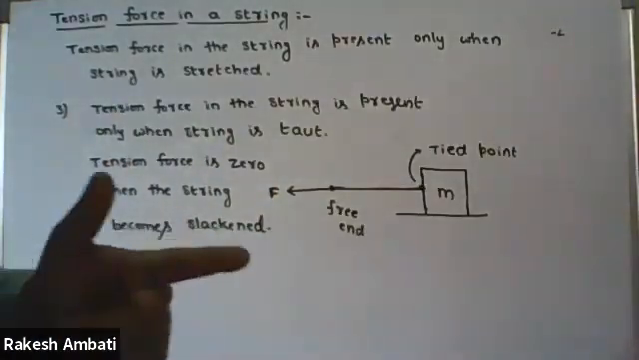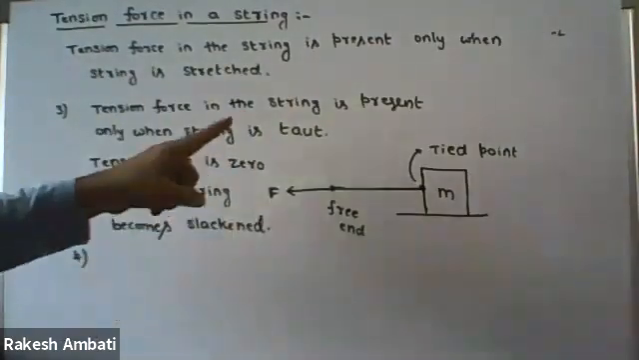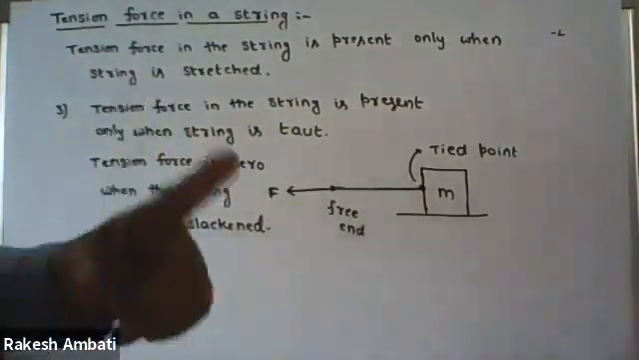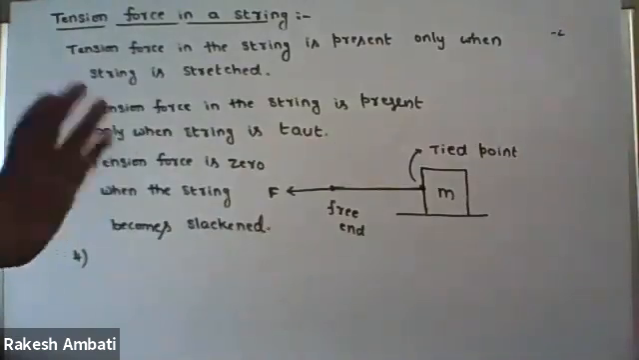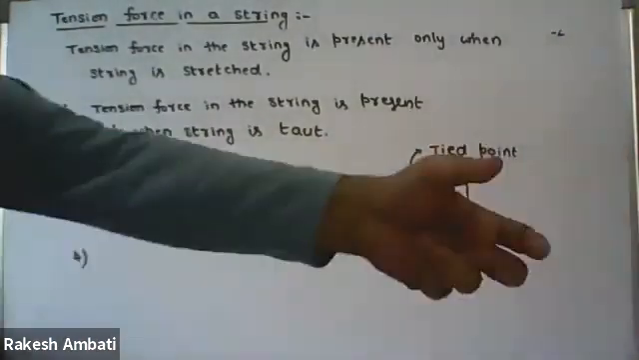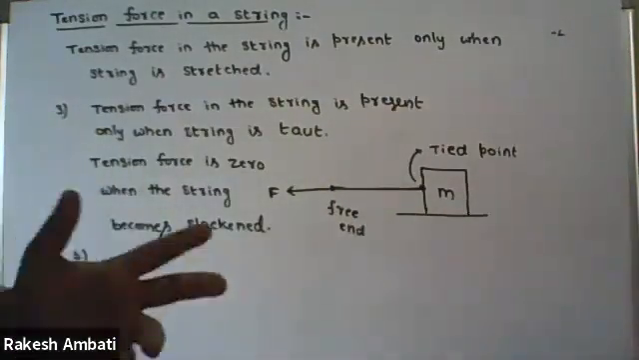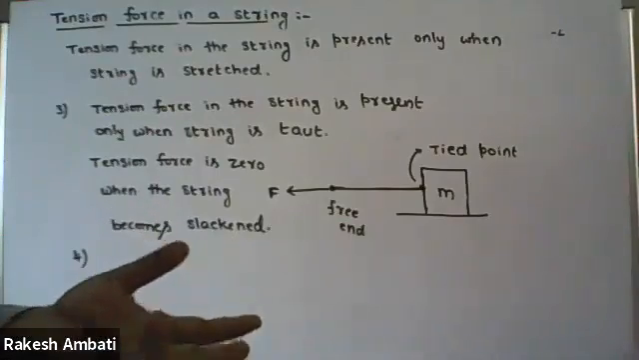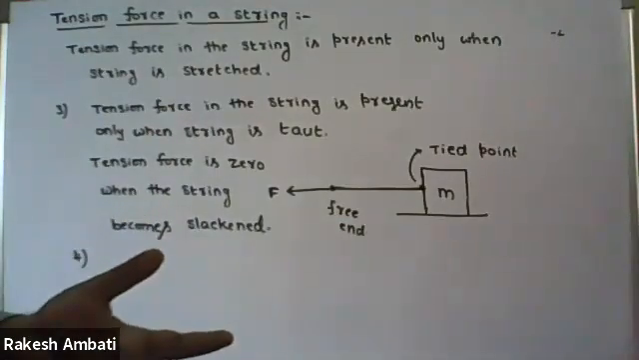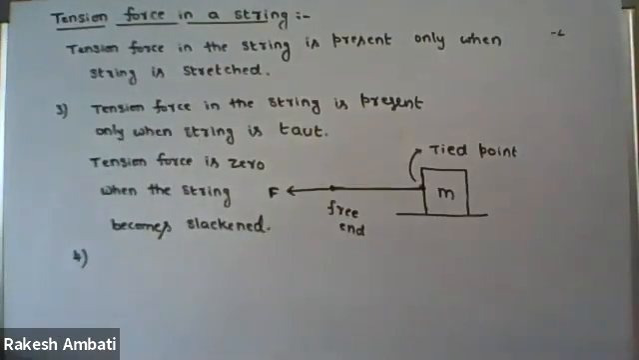So why? Because tension force is developed in the string. A string can pull the object but cannot push the object. In the same way, tension force can pull the object but cannot push the object. So therefore, what is the nature of tension force? Tension force is always a pulling force. Next point.